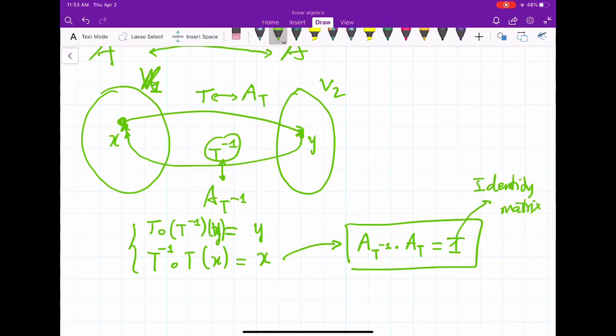Because, you know, this sends x to x, right? You see that? So that means this matrix should be the identity. But what does it mean? That means A_T to the negative 1 is just A_T inverse.